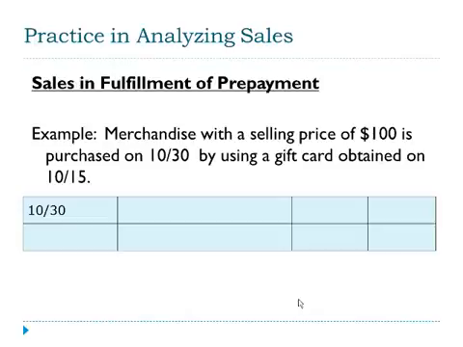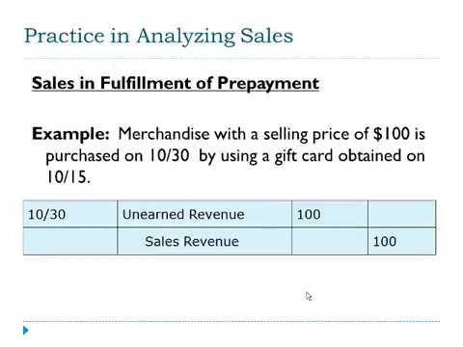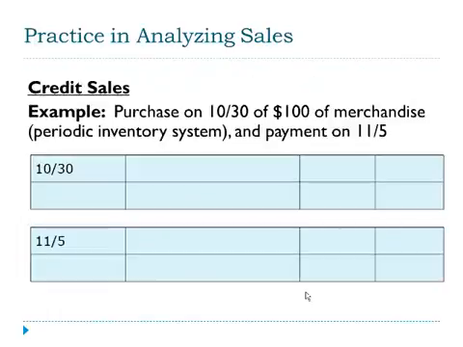Now let's look at sales in fulfillment of a prepayment. Merchandise with a selling price of $100 is purchased on October 30th by using a gift card that was obtained on October 15th. Here's the solution. On October 30th, we've fulfilled the sale and we are decreasing the liability of unearned revenue and recognizing the revenue.